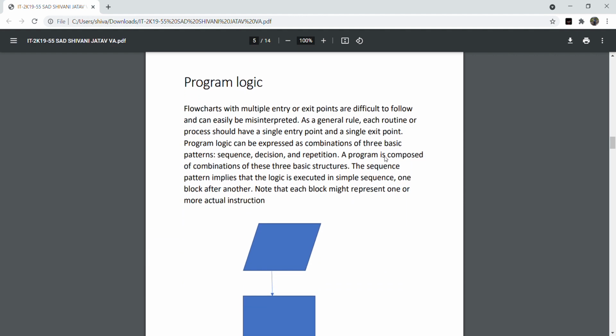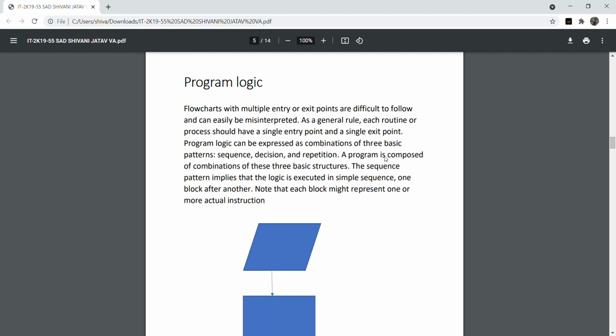Program logic. Flowcharts with multiple entry or exit points are difficult to follow and can easily be misinterpreted. As a general rule, each routine or process should have a single entry point and a single exit point. Program logic can be expressed as combinations of three basic patterns: sequence, decision, and repetition. A program is composed of combinations of these three basic structures.